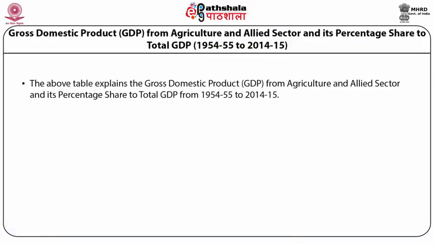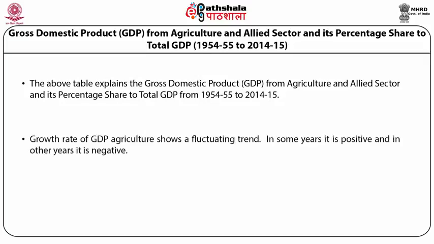The above table explains the gross domestic product, that is GDP, from agriculture and allied sector and its percentage share to total GDP from 1954-55 up to 2014-15. The growth rate of GDP, agriculture shows a fluctuating trend.